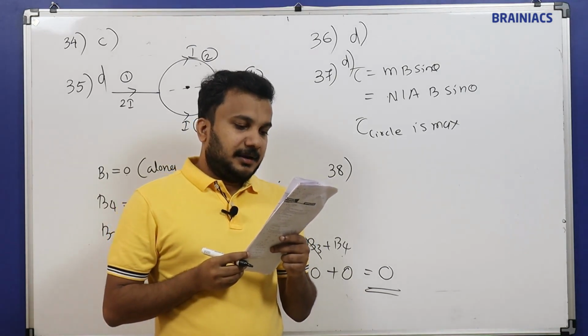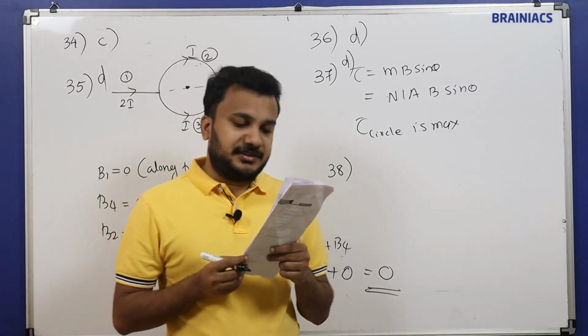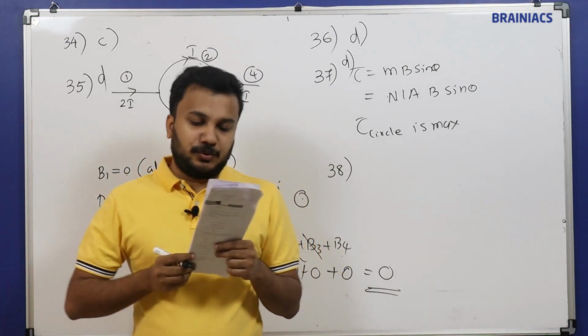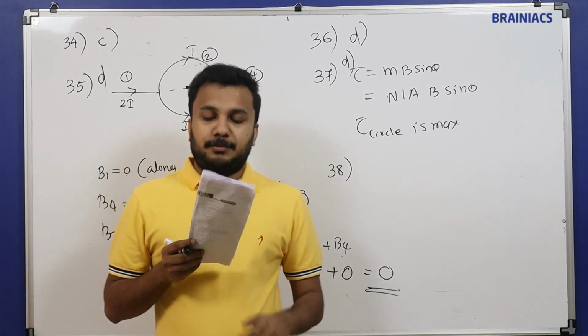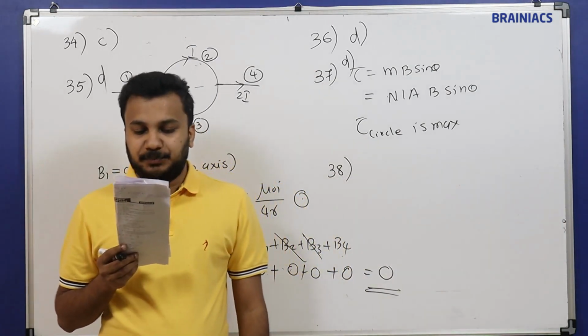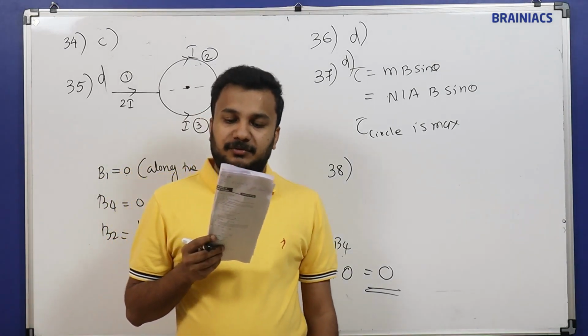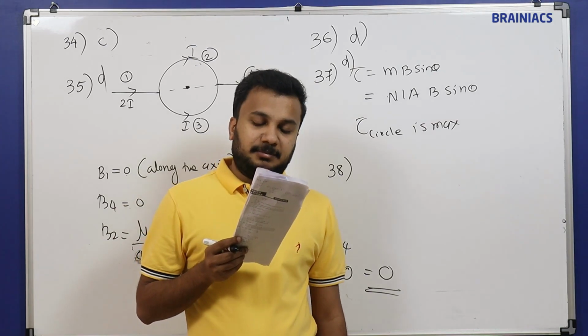38. A certain region has an electric field given as 2i minus 3j Newton per coulomb, and a uniform magnetic field B, 5i plus 3j plus 4k Tesla. The force experienced by a charge of 1 coulomb moving with a velocity V is given by.